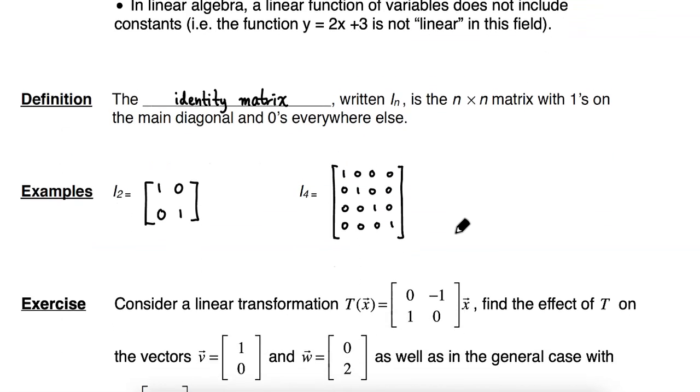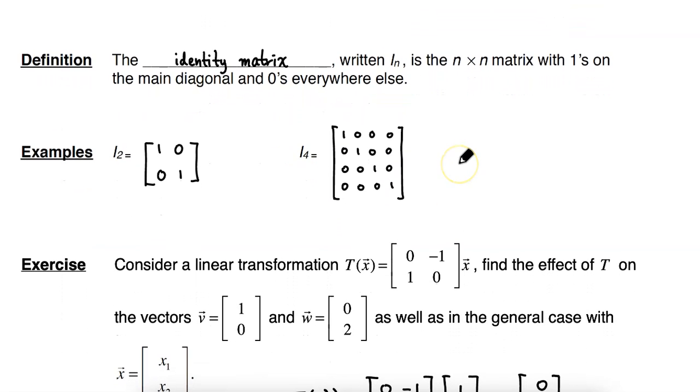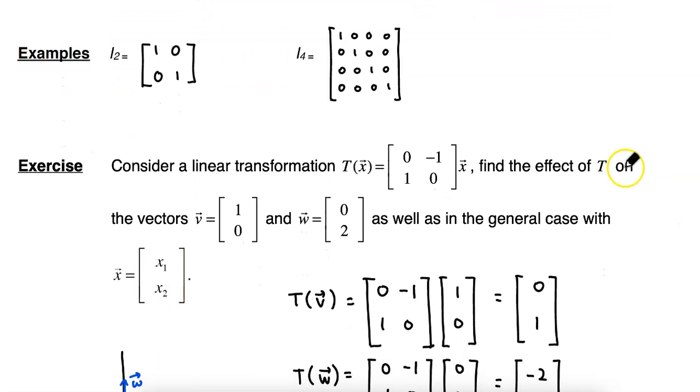So a definition, the identity matrix, which we write I2, I4, I sub 2, I sub 4, etc., is simply the n by n matrix that has 1s on the diagonal and 0s everywhere else. So I sub 2 is like this, I sub 4 like that. The value of the identity matrices is that if you multiply any vector or any matrix with them, they stay the same.